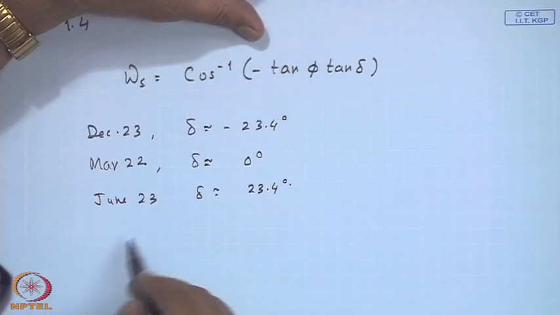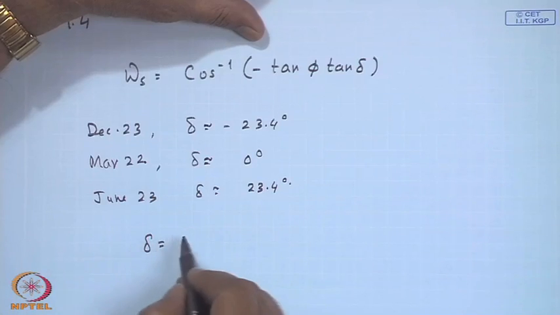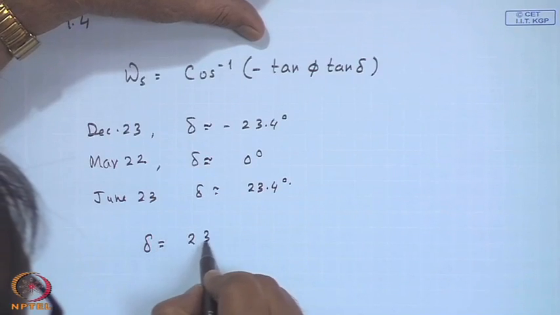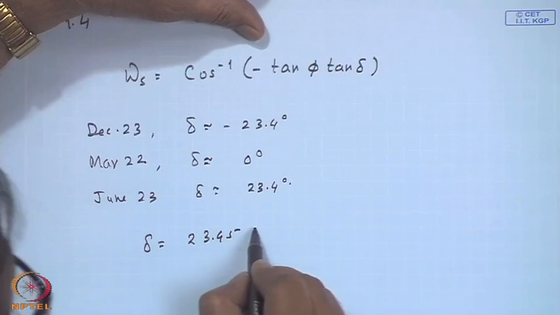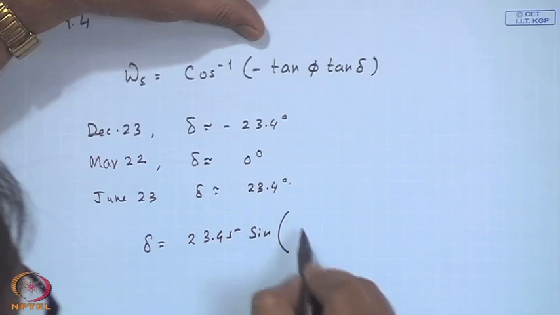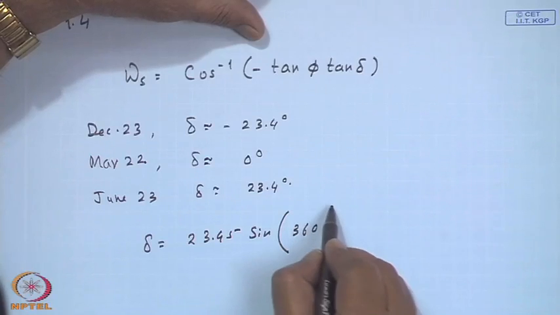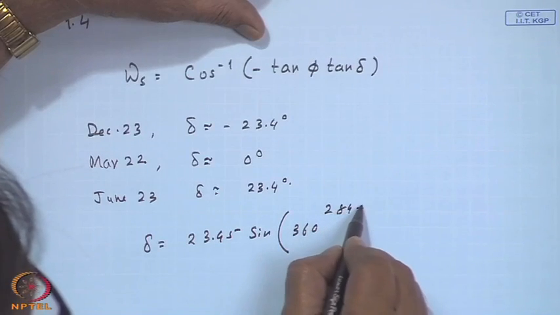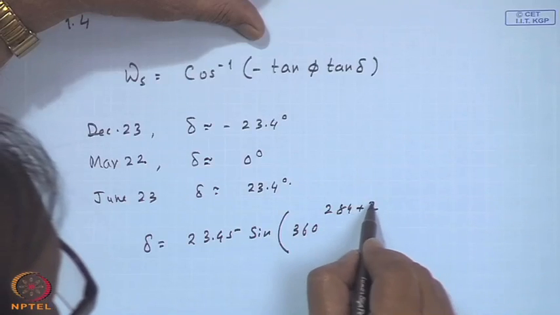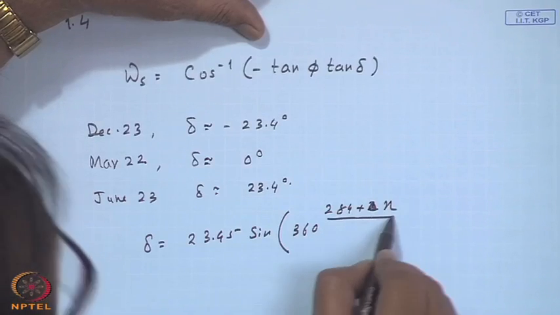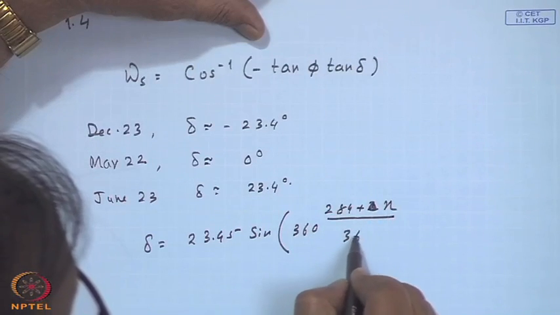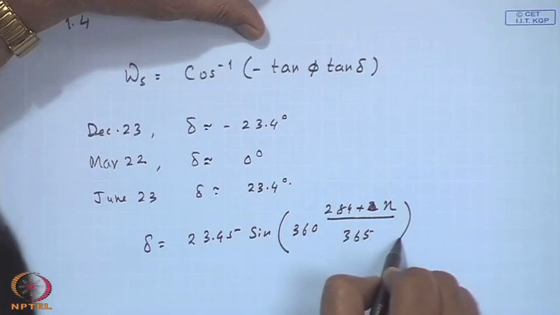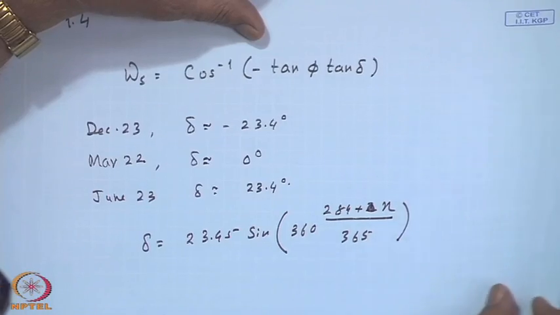Or you can calculate, if you want to be fussy, 23.45 sine 360, 284 plus n upon 365. Okay.